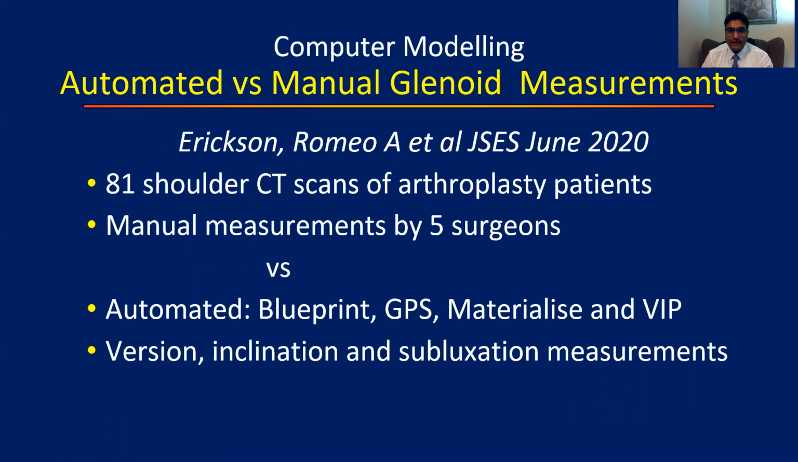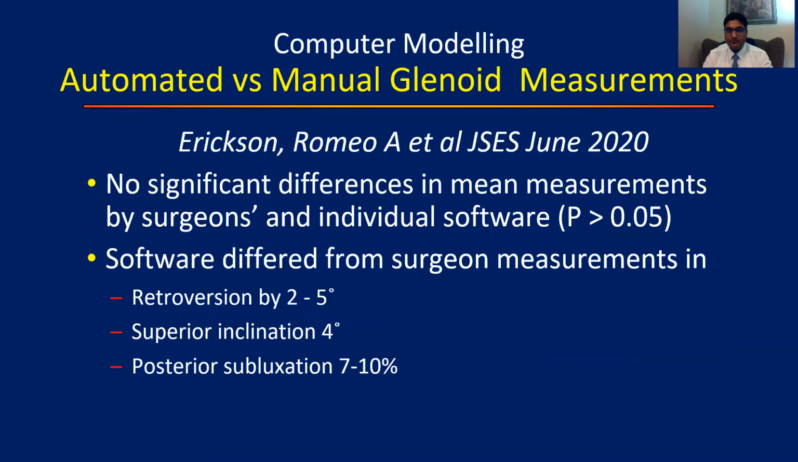Erickson et al. looked at 81 patients. They looked at the CT scans of the arthroplasty patients. They compared the manual measurements done by 5 experienced surgeons and automated measurements as given by 4 different computer planning softwares. They looked at 3 particular variables, the glenoid version, inclination, and subluxation.